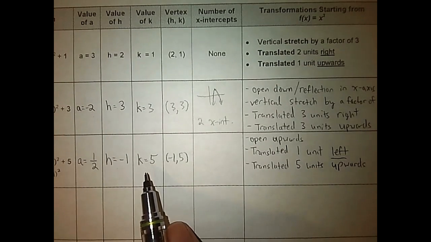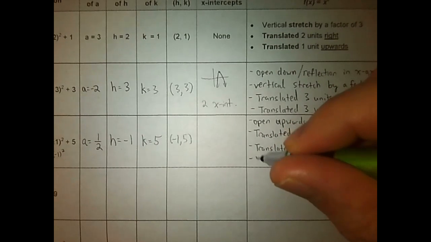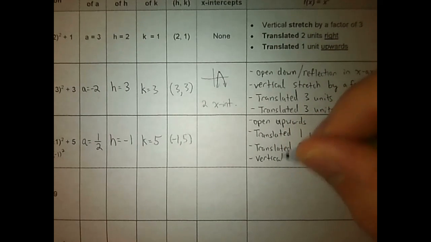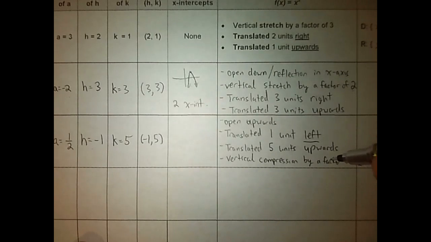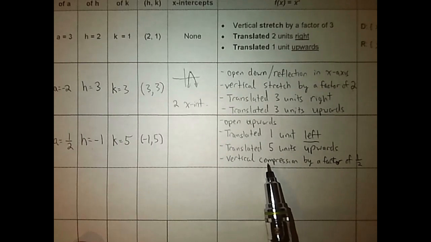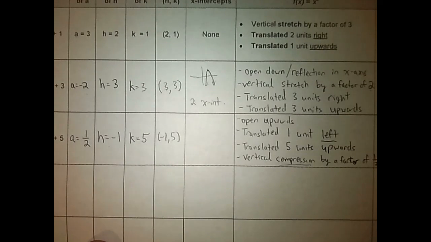It's positive 5. And I just realized I skipped what the actual number means for the a value, but these still ring true. So the a value is a vertical, but because we have a fraction now, instead of stretch, the other word we had was compression. So vertical compression by a factor of 1 over 2, or factor of half. So vertical compression by a factor of 1 over 2. So that is what each of the letters represent.